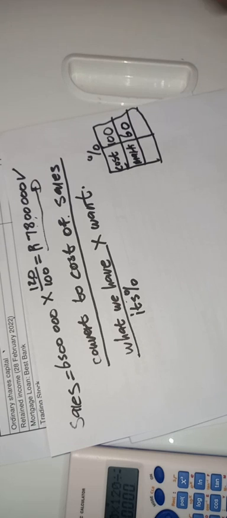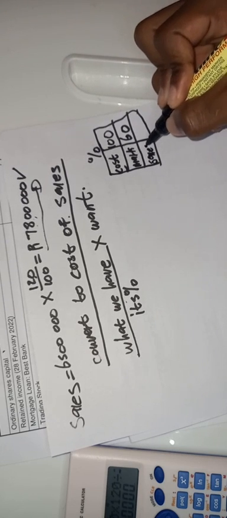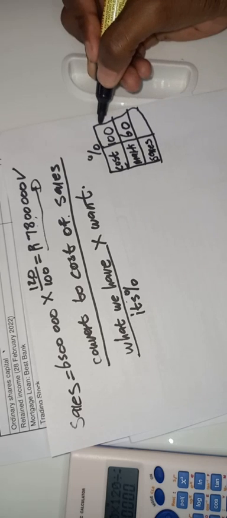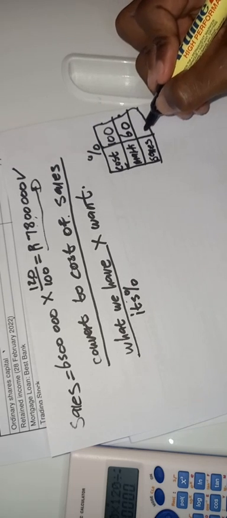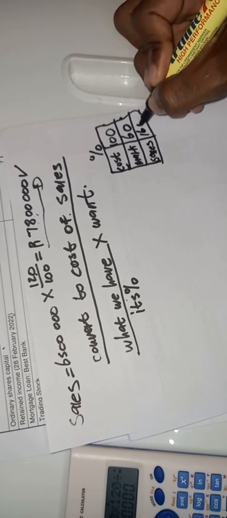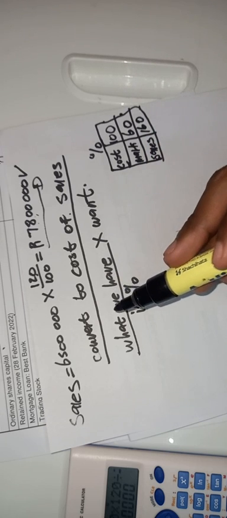Then sales, how much will be the percentage of your sales? Your sales will be cost plus markup, always, which means your sales will be 160. Right? So now you have your percentages. Once you have your percentages, it's time for you to use your formula.